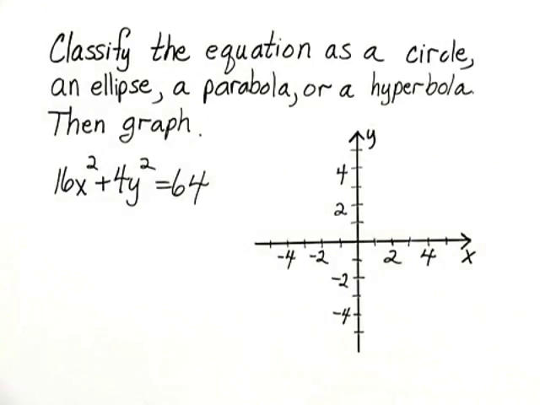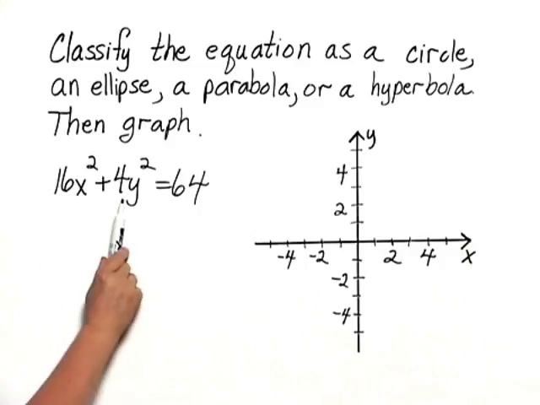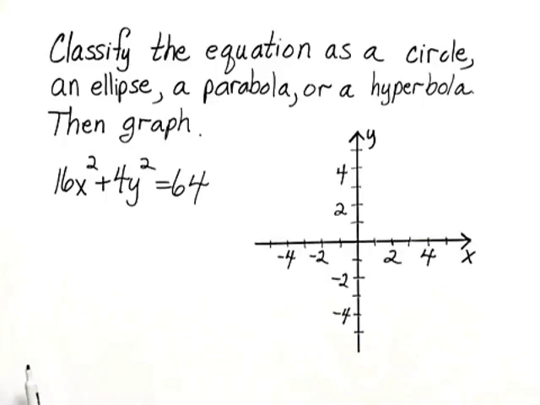Classify the equation as a circle, an ellipse, a parabola, or a hyperbola, then graph. The equation is 16x squared plus 4y squared equals 64.